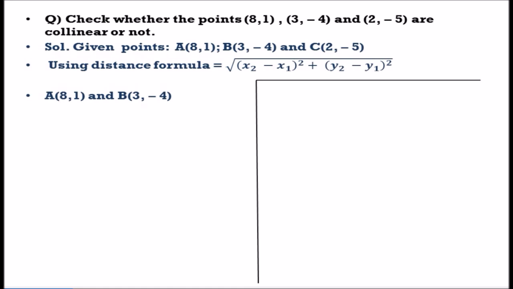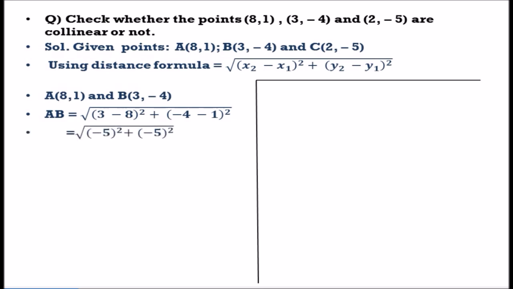So let us now calculate the distance of AB. AB equals second point minus first: (3 minus 8) whole square, the first coordinates, plus (-4 minus 1) whole square, the second coordinates. So we will get AB equals 3 minus 8, 8 being the bigger number, so it has a negative sign, so that negative sign will carry on. 8 minus 3 gives 5, that is minus 5 whole square, plus (-4 minus 1), the sign will remain minus. 4 plus 1 will give us 5, so again minus 5 whole square.